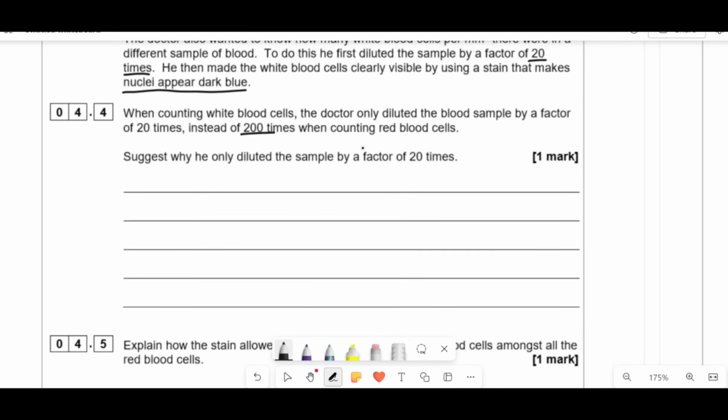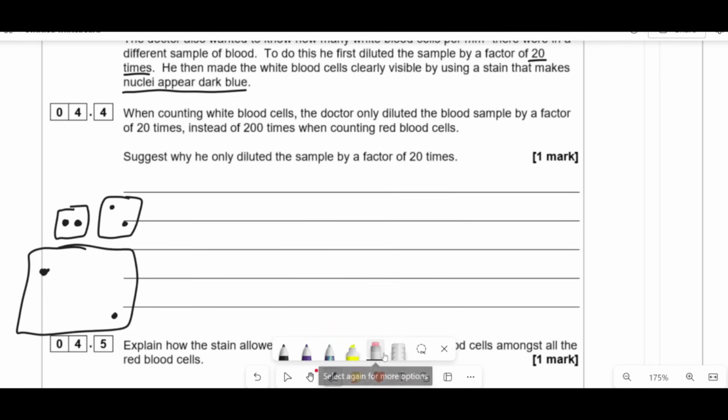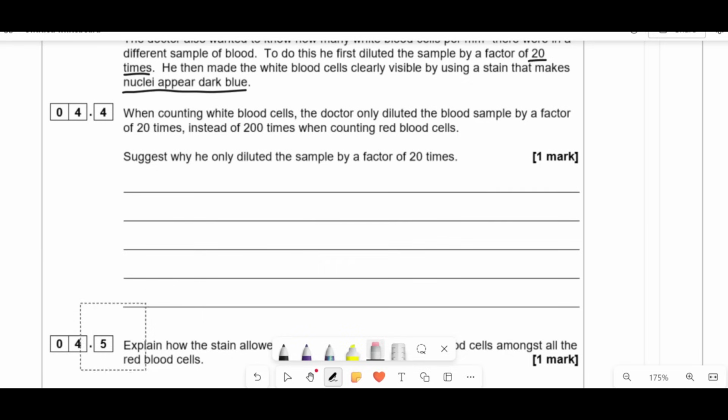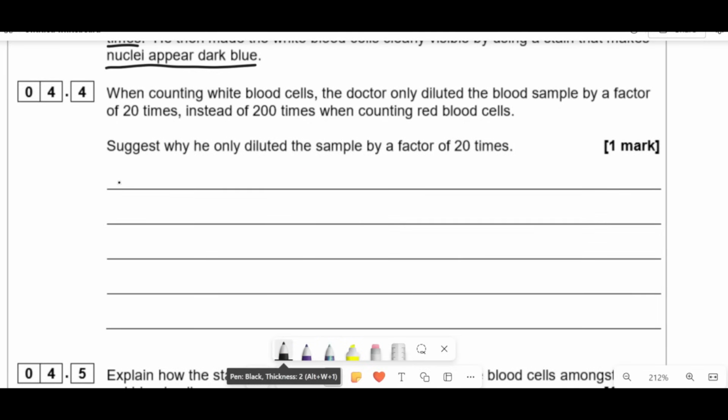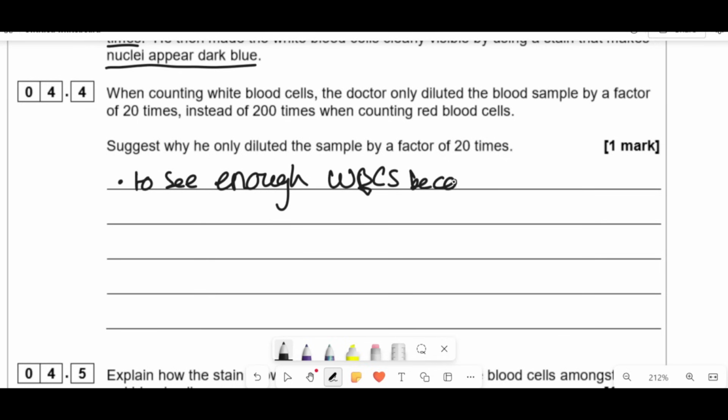So if you're doing it by 200, remember, if I have this here, this is my concentration, here's 2 cells here. If I then make this box 200 times bigger, they're way more spread out. So if I decide to do it only by 20, they're going to be more spread out, but they're not too far spread out. The problem is if you do it really far, and then if I only look here, I'm missing out that entire other cell, whereas here I'm looking at the whole thing. So the reason that they didn't dilute it as much and increase its volume too much is so that you can see enough white blood cells, because there are fewer numbers of them. That's what the question's alluding to.